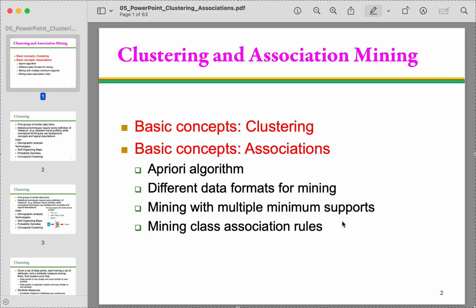Today we're talking about clustering and association rules mining. We will see the basic concepts about creating clusters from data, which is an unsupervised learning method where the machine learns by examining the values of the attributes and the distance between the objects and placing them in groups of similar objects or items.